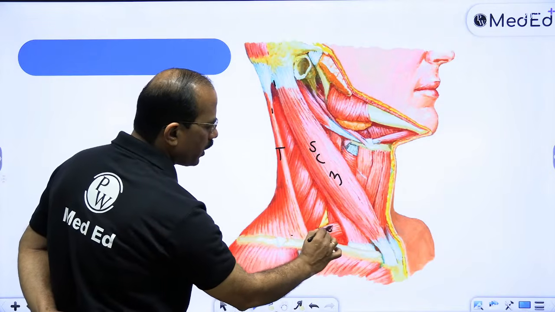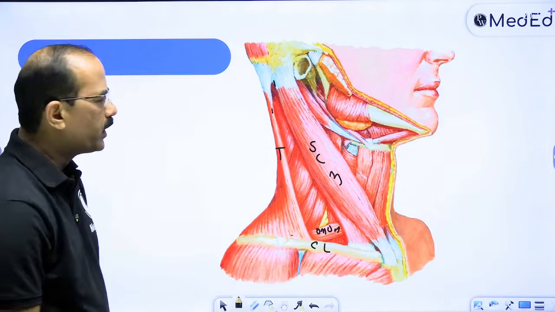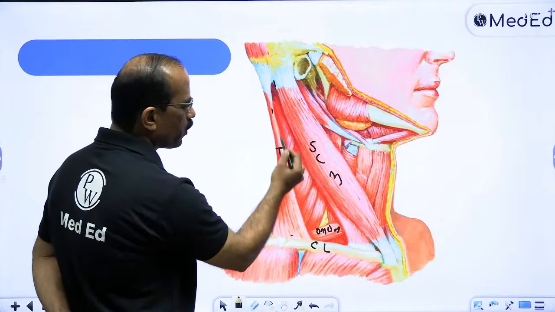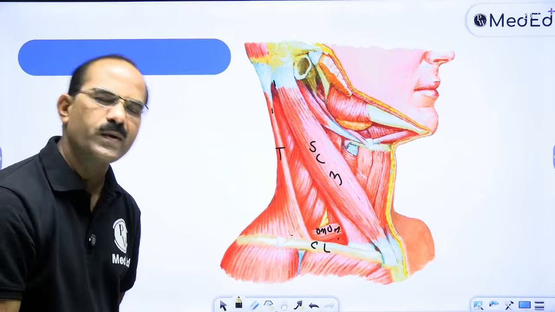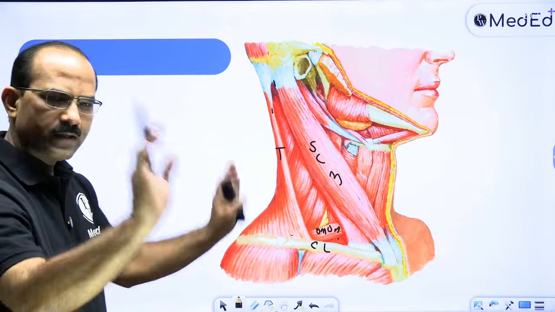Which muscle? Omohyoid. That's the inferior belly of omohyoid. So this becomes what? The occipital triangle, and this becomes a small supraclavicular triangle. Supraclavicular. Fine, the boundaries are clear.